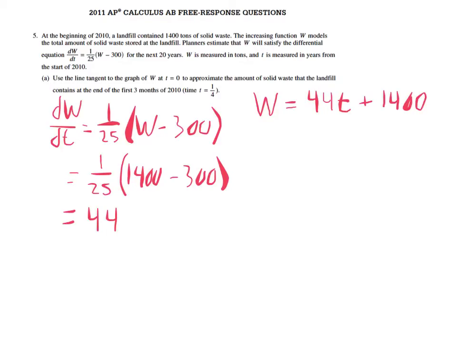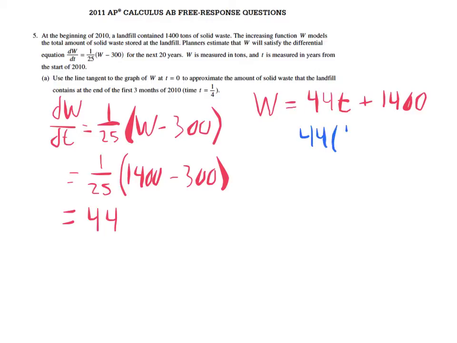So just to run through this again, this is the equation of the tangent line at t equals 0. Here's the slope at t equals 0 that we just calculated. Here is the y-intercept. We know that's the y-intercept because that's when t equals 0. That's the value of W. And then we're supposed to approximate when t is equal to 1/4, so we just plug that in.